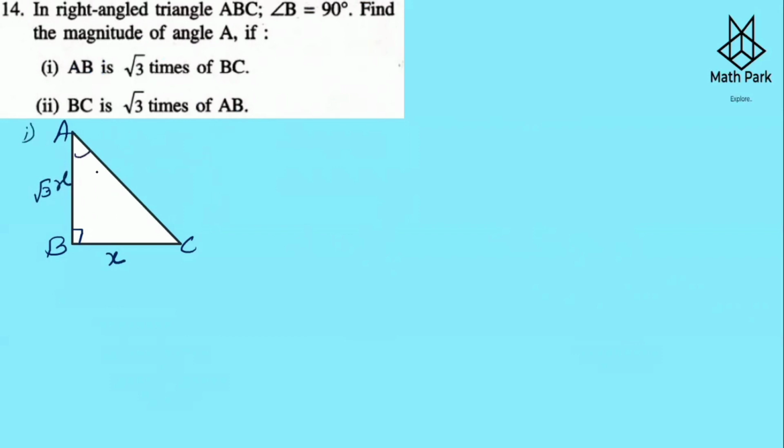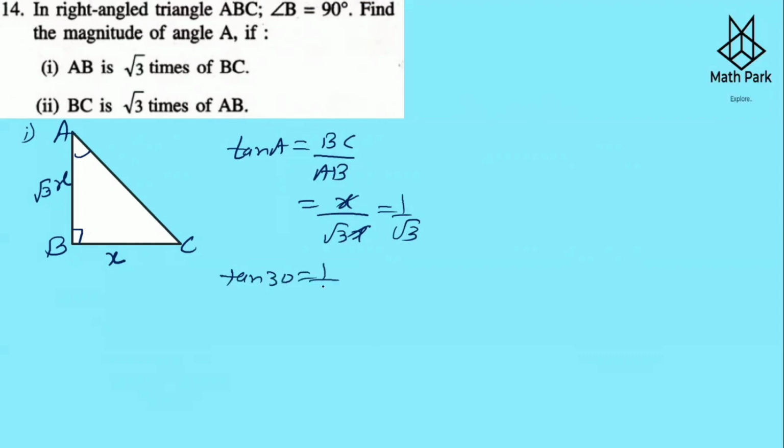So for finding angle A, this is opposite and adjacent, so we will be using the tan ratio. Tan A is opposite, which is BC, upon adjacent, which is AB. BC is X and adjacent is root 3X. X and X got cancelled. This is 1 upon root 3. And we know that tan 30 is equal to 1 by root 3. So this implies A is equal to 30 degrees. Comparing these two equations, you get A is equal to 30 degrees.